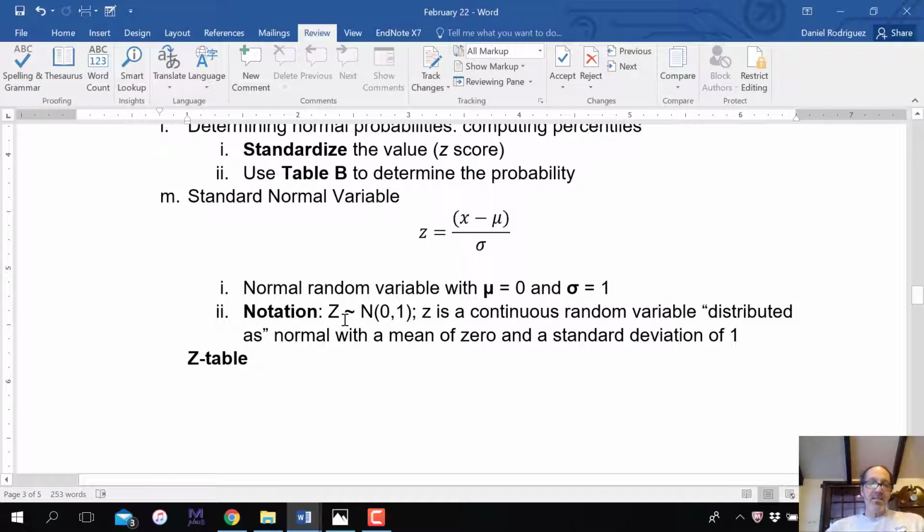This standard normal distribution is normal, and the way we indicate the distribution of a variable is by this approximation sign, a tilde, I think that's called. So z is approximately normal with a mean of 0 and a standard deviation of 1. You should have seen this before when we did the binomial and the Bernoulli. We had this notation here. So you could read this as z is a continuous random variable distributed as normal with a mean of 0 and a standard deviation of 1.